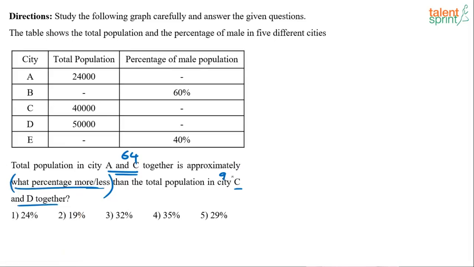So 64 is what percentage more or less than 90? So 64 minus 90 divided by 90 into 100. Do the calculation. 64 minus 90 is 26, right? 26 by 90 into 100. So this is close to 30%, right? See, 27 by 90 will be 30%. So just about 30%, slightly less than 30%. Option 5 will be the answer.